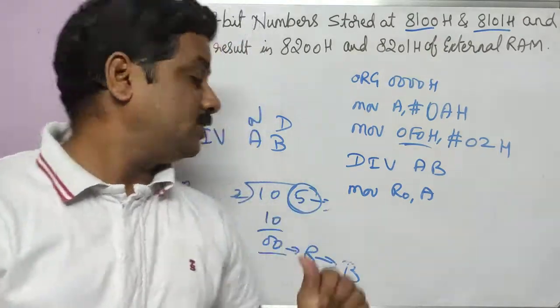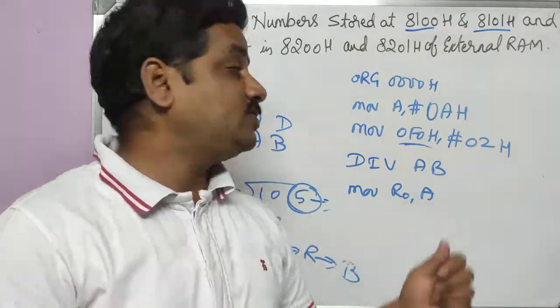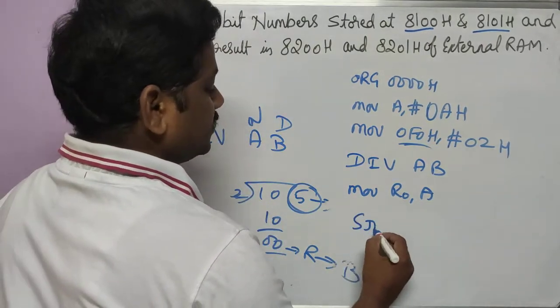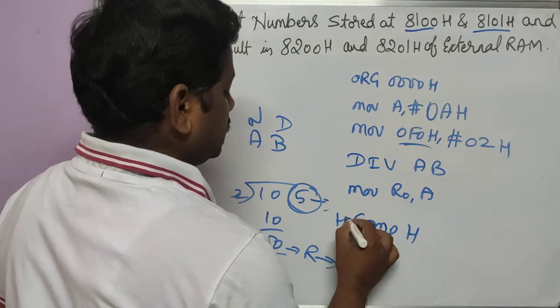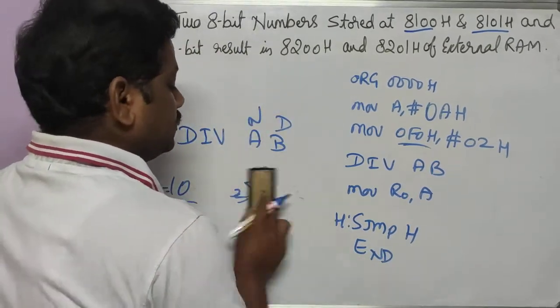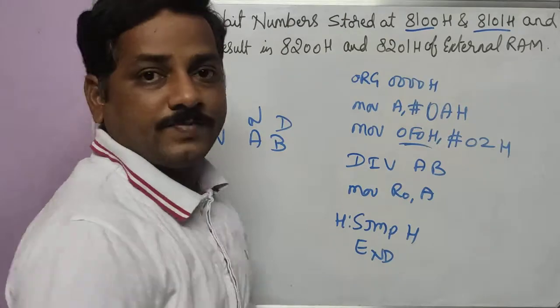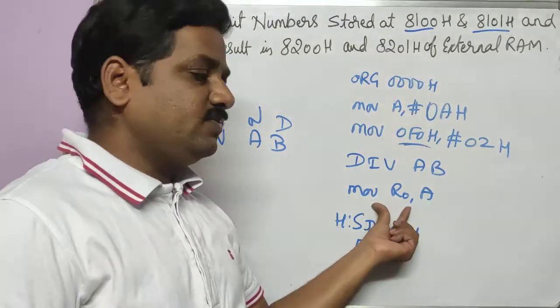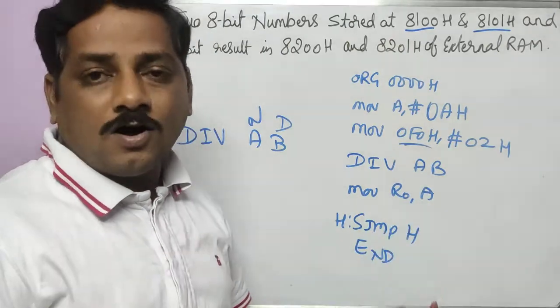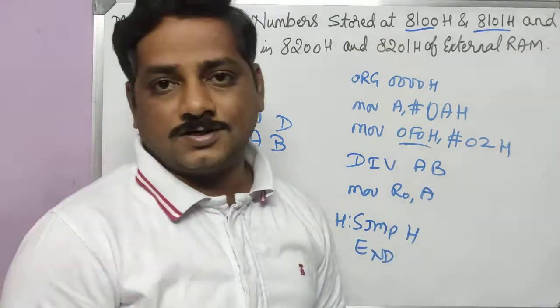Finally, the quotient is the answer. The answer will be stored in the accumulator. You can check it in the main registers. Then you can stop: SJMP $ and END. This is a simple program to divide two numbers. This move you can write or you can leave it, because what we are doing is just storing that answer into R0. You can get the same answer in R0 also.